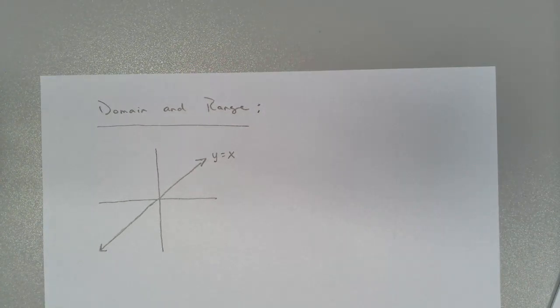All right, in this video, we're going to talk about domain and range. So the domain is the set of all x values that can be used to evaluate a function, and the range is the set of all actual outputs of that function when it's evaluated.